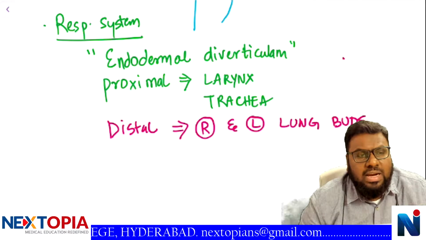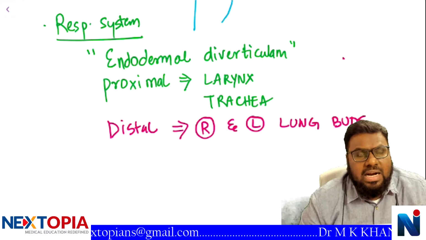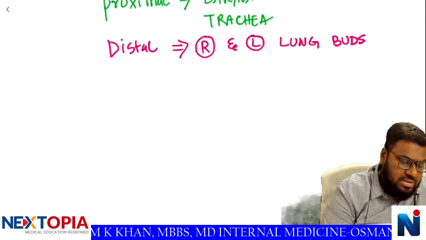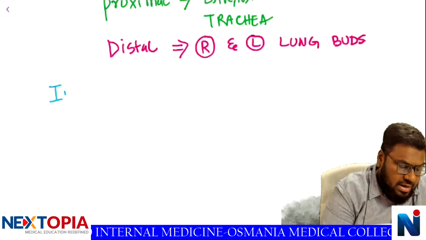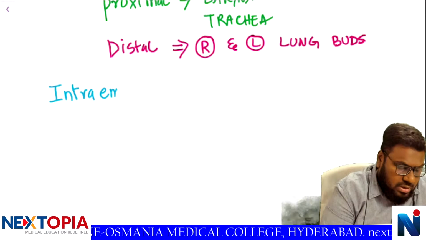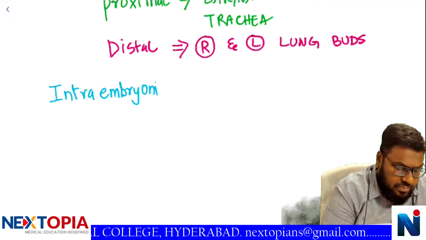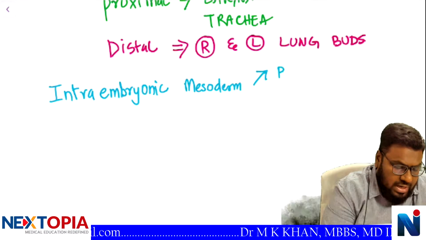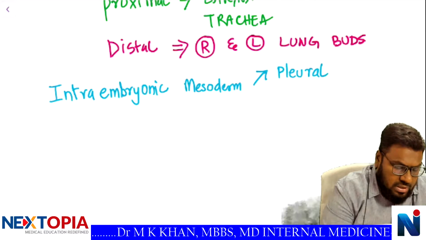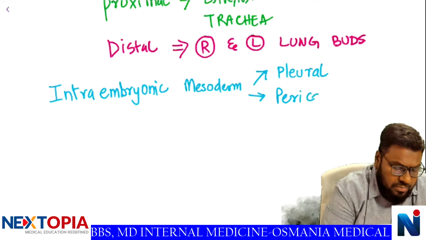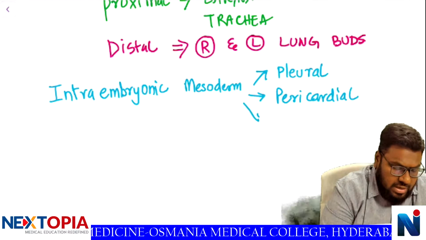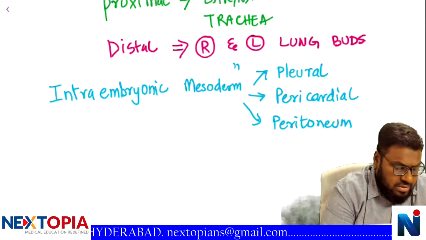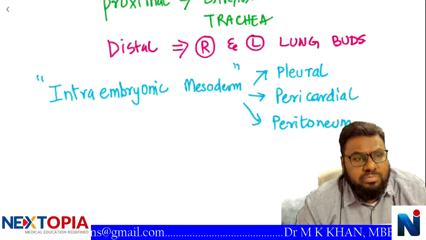Around the lungs we have the pleural cavity. Around the heart we have the pericardial cavity. In the abdomen we have the peritoneal cavity. All these three, as I discussed in my previous class, are derived from the intraembryonic mesoderm. The intraembryonic mesoderm gives rise to the pleural cavity, the pericardial cavity, and the peritoneal cavity. This point, please make a note. You tend to forget this point. It is the intraembryonic mesoderm.